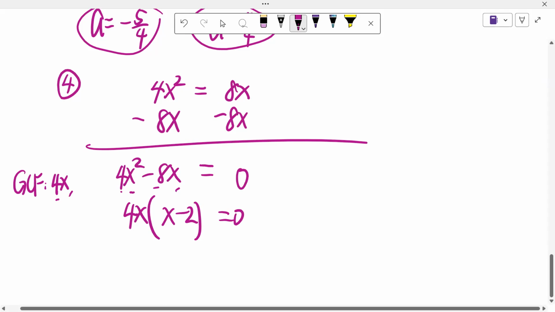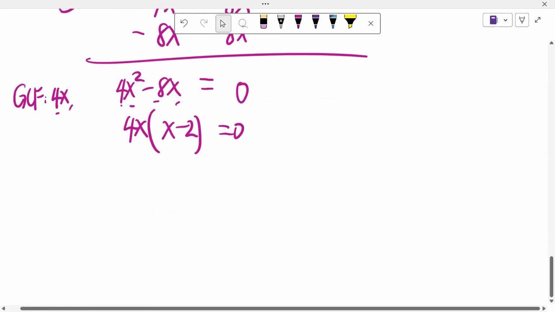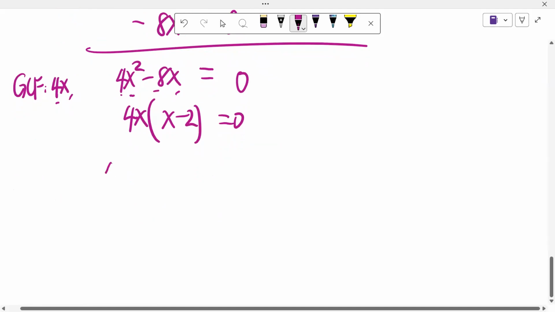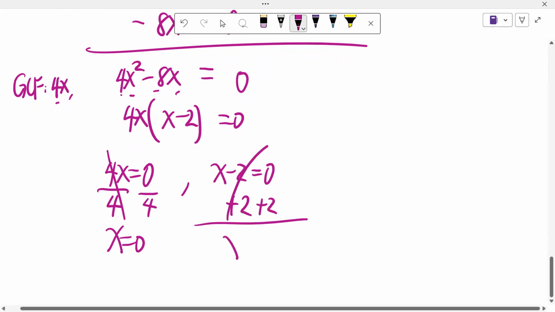Now again, we get a couple of factors, and using the zero factor property, solve for x. First one you set 4x equal to 0. The other one you set x - 2 equal to 0. Then we solve for x. First one divide 4 from both sides of the equation. Cancel out, x equals 0. Second one add 2 to both sides of the equation. x equals 2. So 0 and 2.